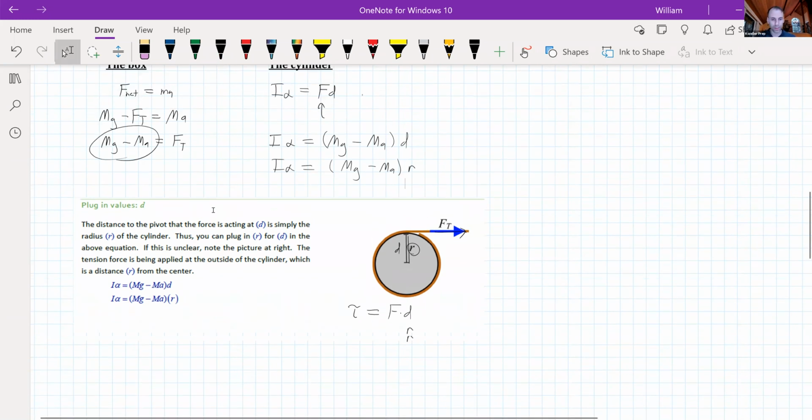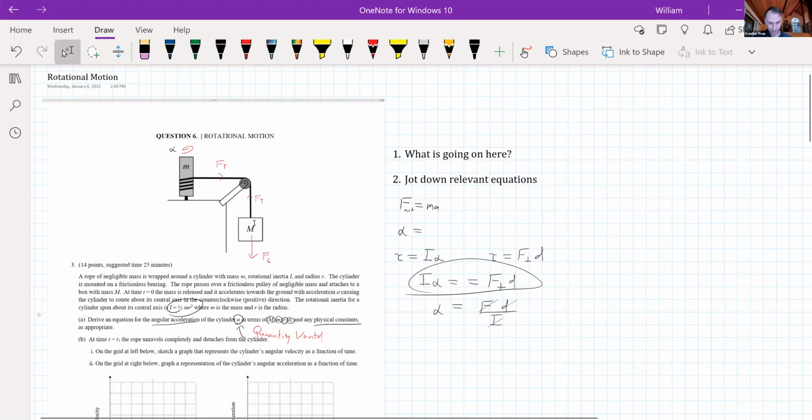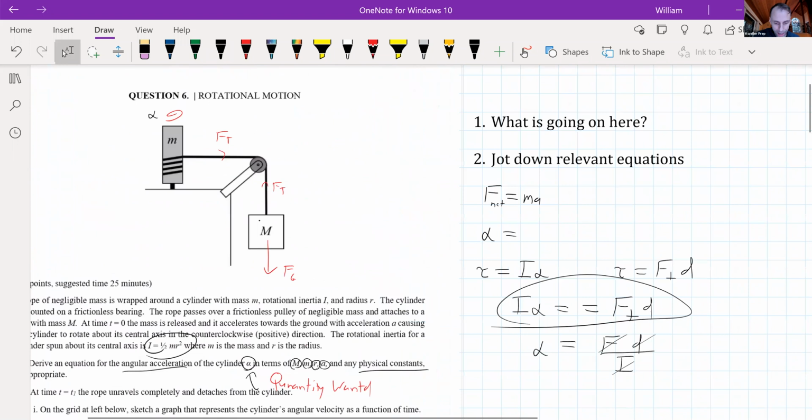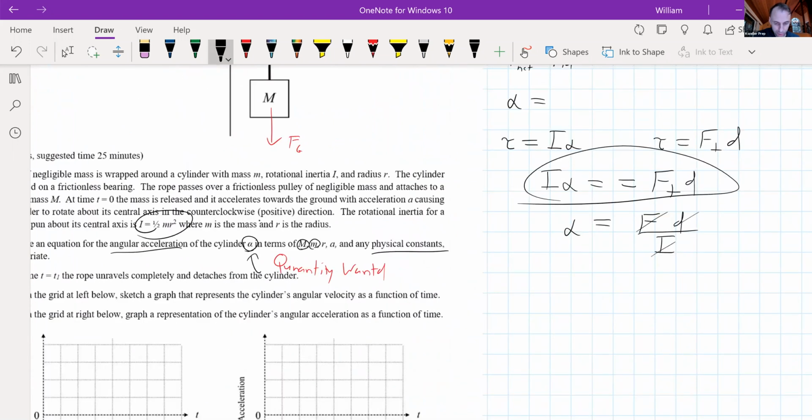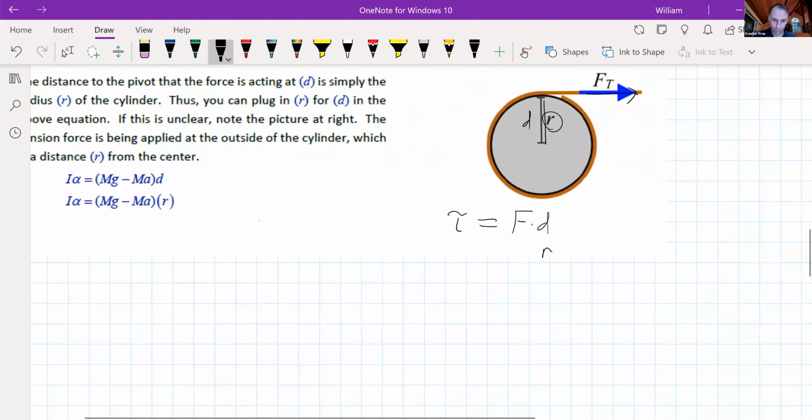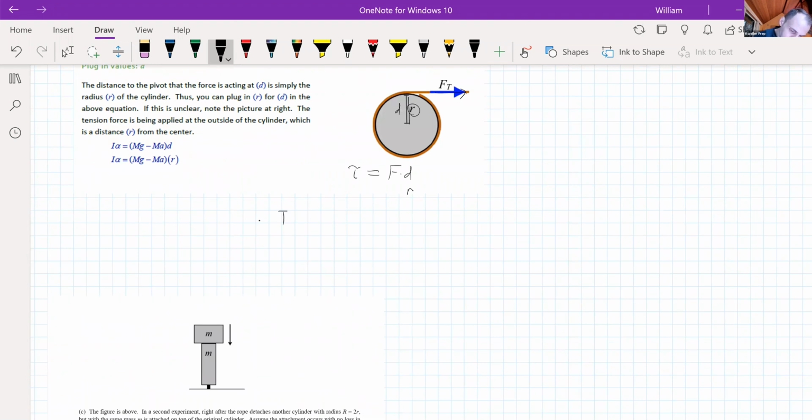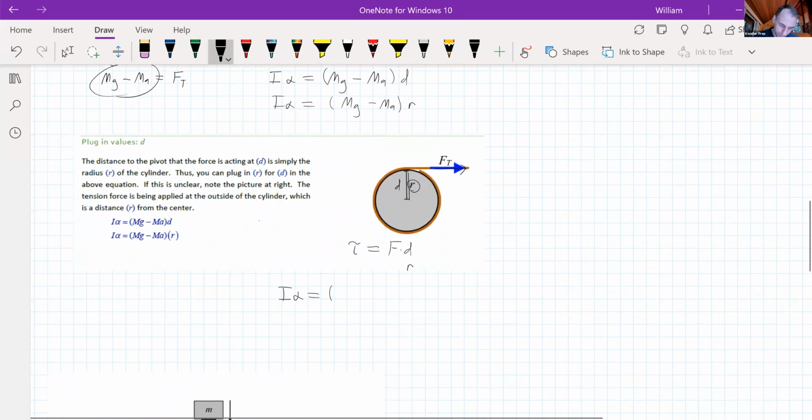So we're getting there. Now, let's go back to our intention. Our intention is to create an equation that has only these variables. We got it in terms of big M. We'll see if we get to little m. We haven't got to little m yet, but we got r and a. But we have this problem with our current equation. I'll put it again down here. I alpha is equal to big Mg minus big Ma times r.